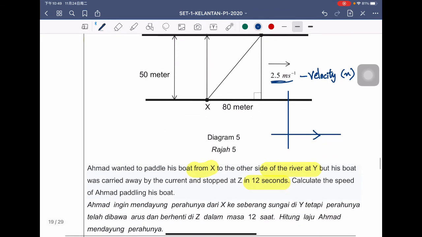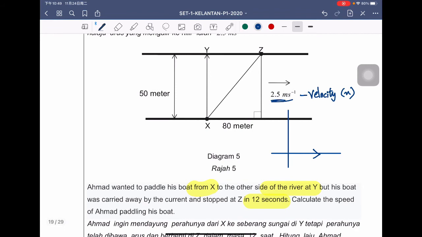Okay, so now calculate the speed of Ahmad paddling his boat. So what is the direction for Ahmad to paddle his boat from X to Y? Even though the path he passed is X to Z, the direction he paddles is still in the Y direction. The direction of him paddling his boat is still in the Y axis.